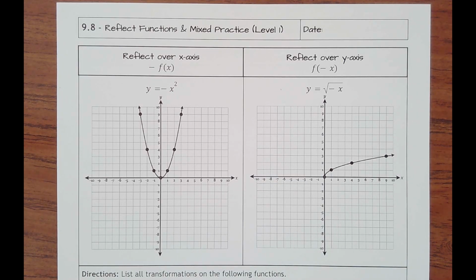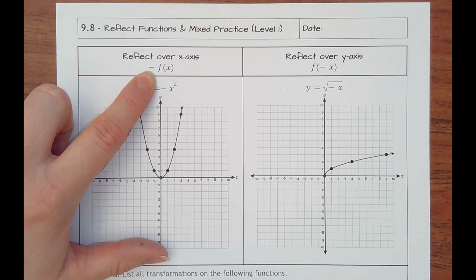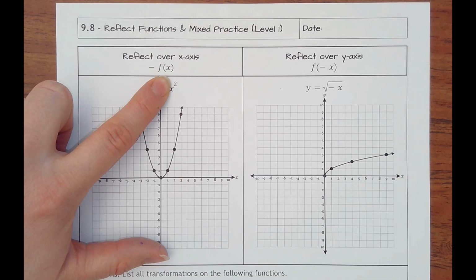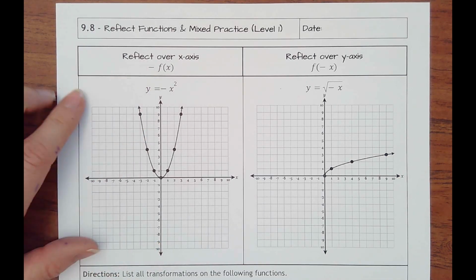Lesson 9.8, reflect functions, and then some mixed practice level 1 on this lesson as well. We talked about the vertical translations and the horizontal translations. Now there's another thing that can happen, and a function can reflect. If it has a negative in front of the function, that's going to reflect over the x-axis.